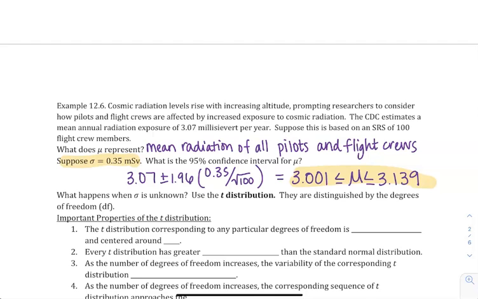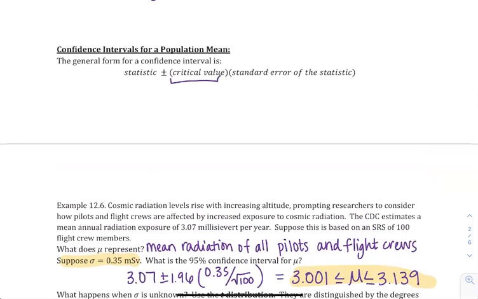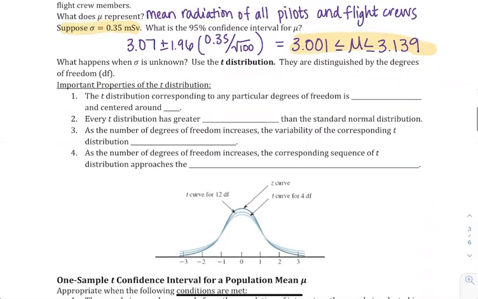So this particular confidence interval where we used z really is only a practice in theory because you'll hardly ever know sigma without knowing mu, making a confidence interval pointless. So what do we do instead? We use what's called the t-distribution.